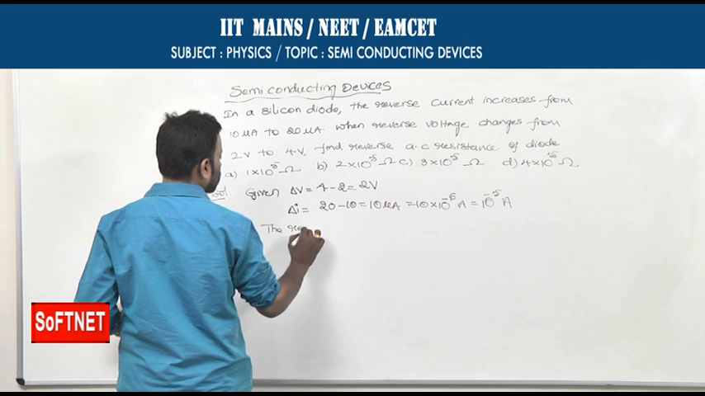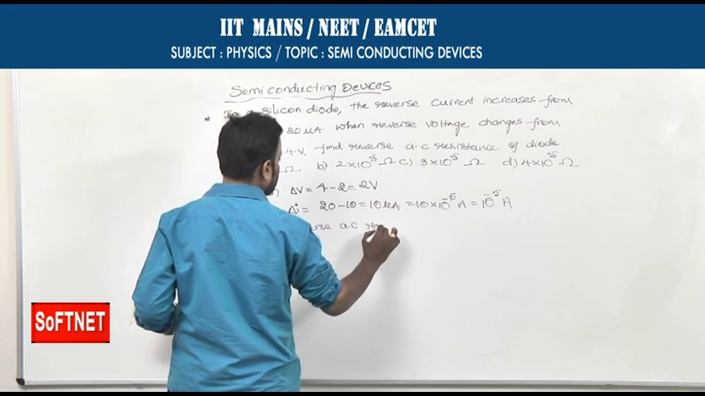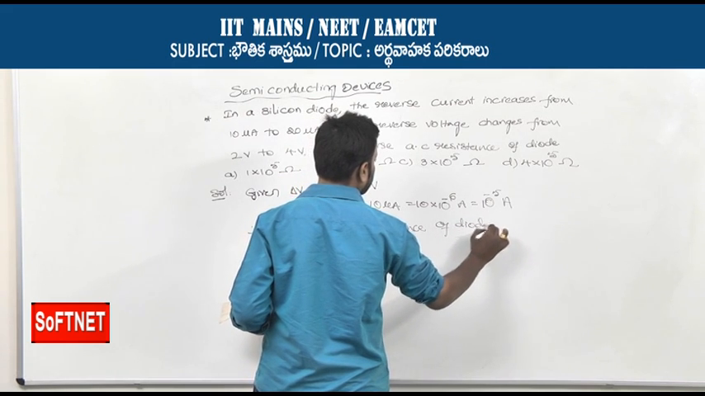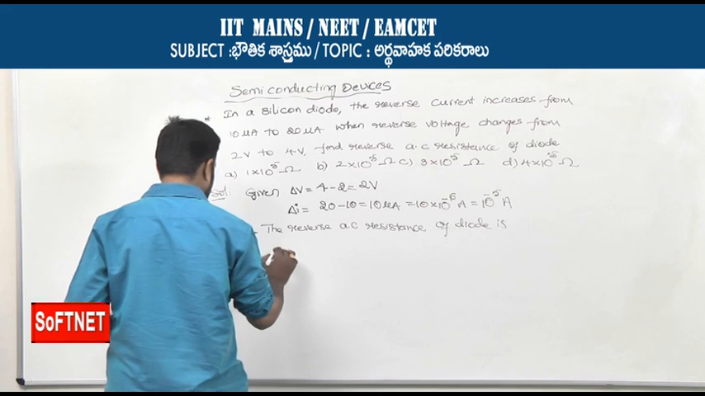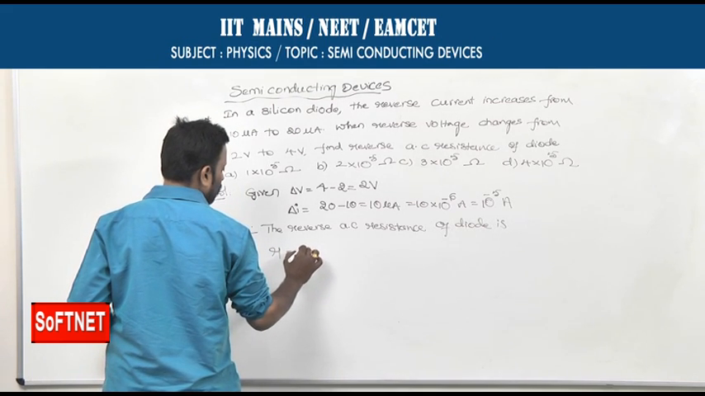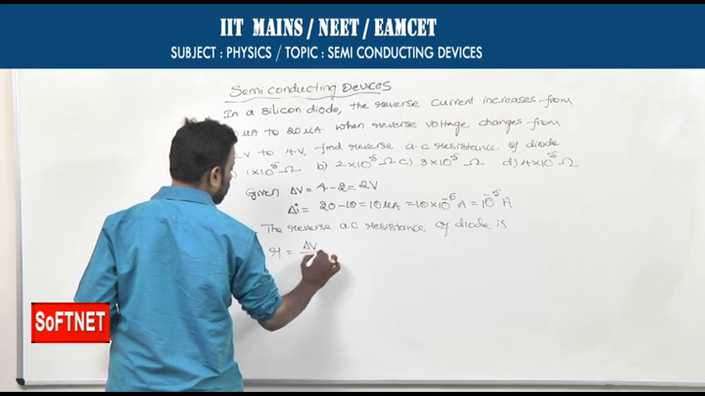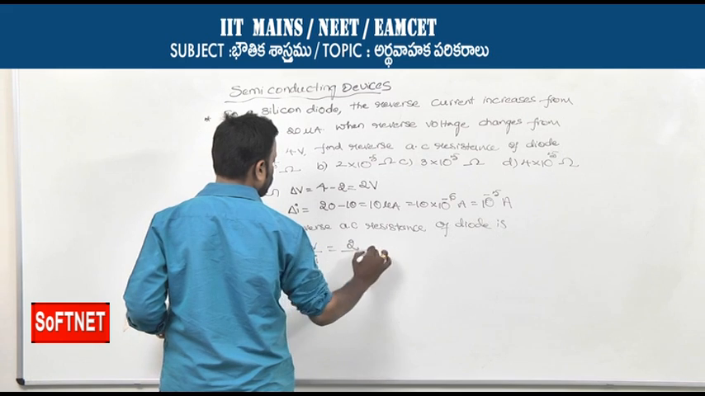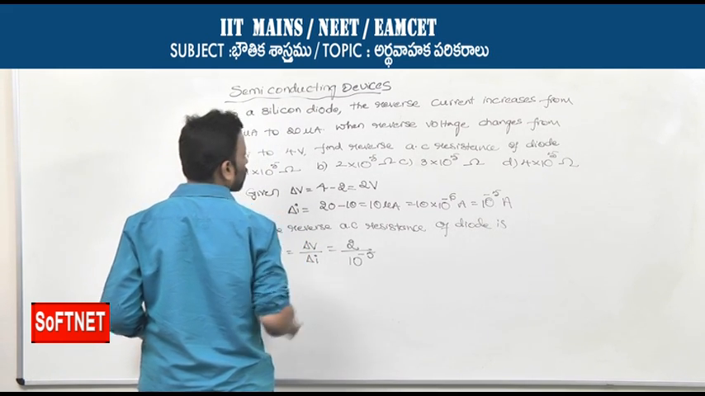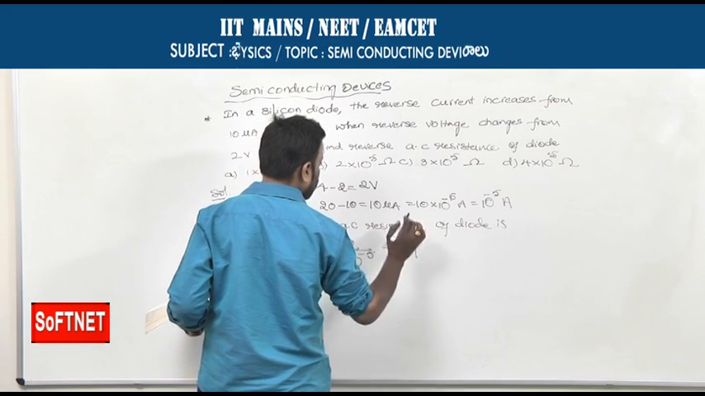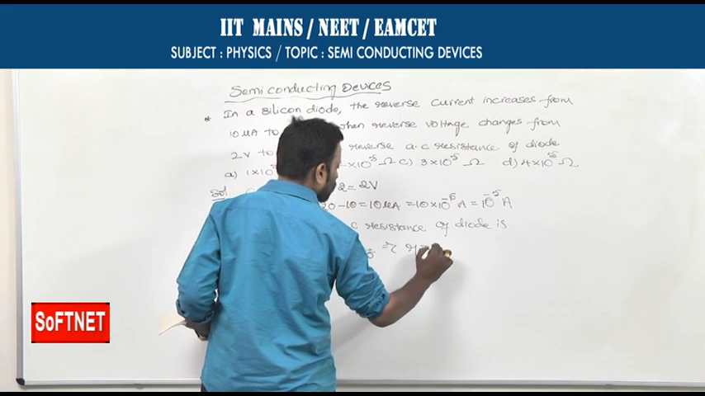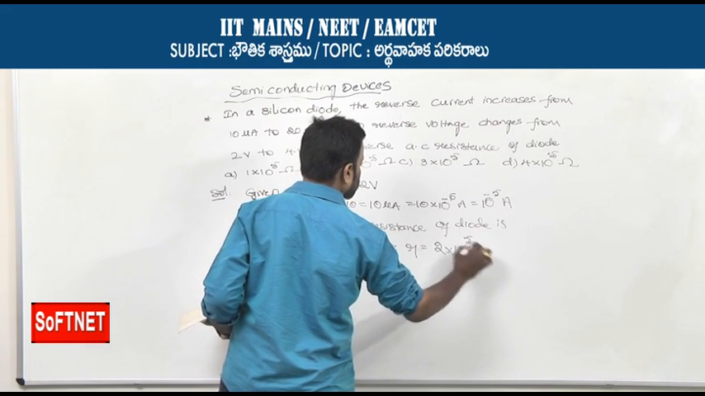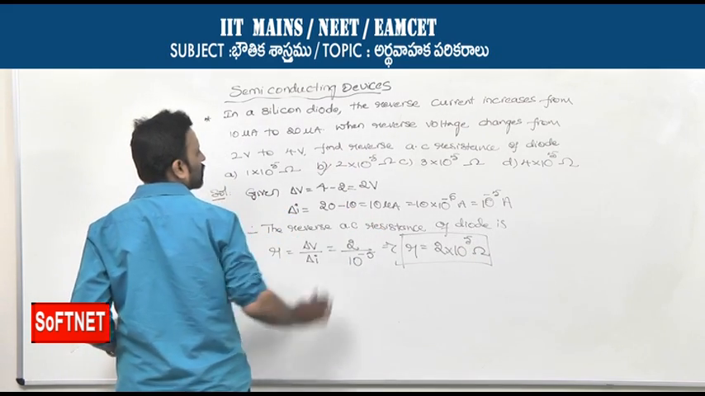Therefore, the reverse AC resistance of the diode is R is equal to delta V by delta I. So, change in the voltage by change in the current. What is the change in the voltage? We got 2, divided by the change in the current, which is 10 power minus 5. So, the reverse AC resistance of the diode is 2 into 10 power 5 ohms. Therefore, the second option is the correct one.